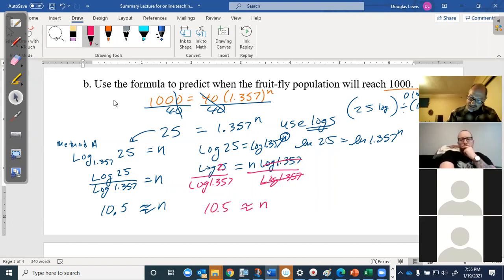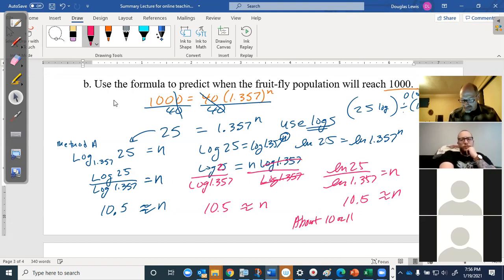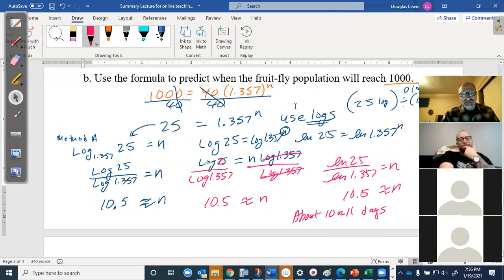And you get the same thing here if you did this. The natural log of 25 divided by the natural log of 1.357 is also about 10.5. You get the same exact answer every single way, okay? And so we'd say about 10 or 11 days. And that's good enough. You know, it's fruit flies. This is gonna be a mess. This wasn't really precise, so we won't try and make it perfect.